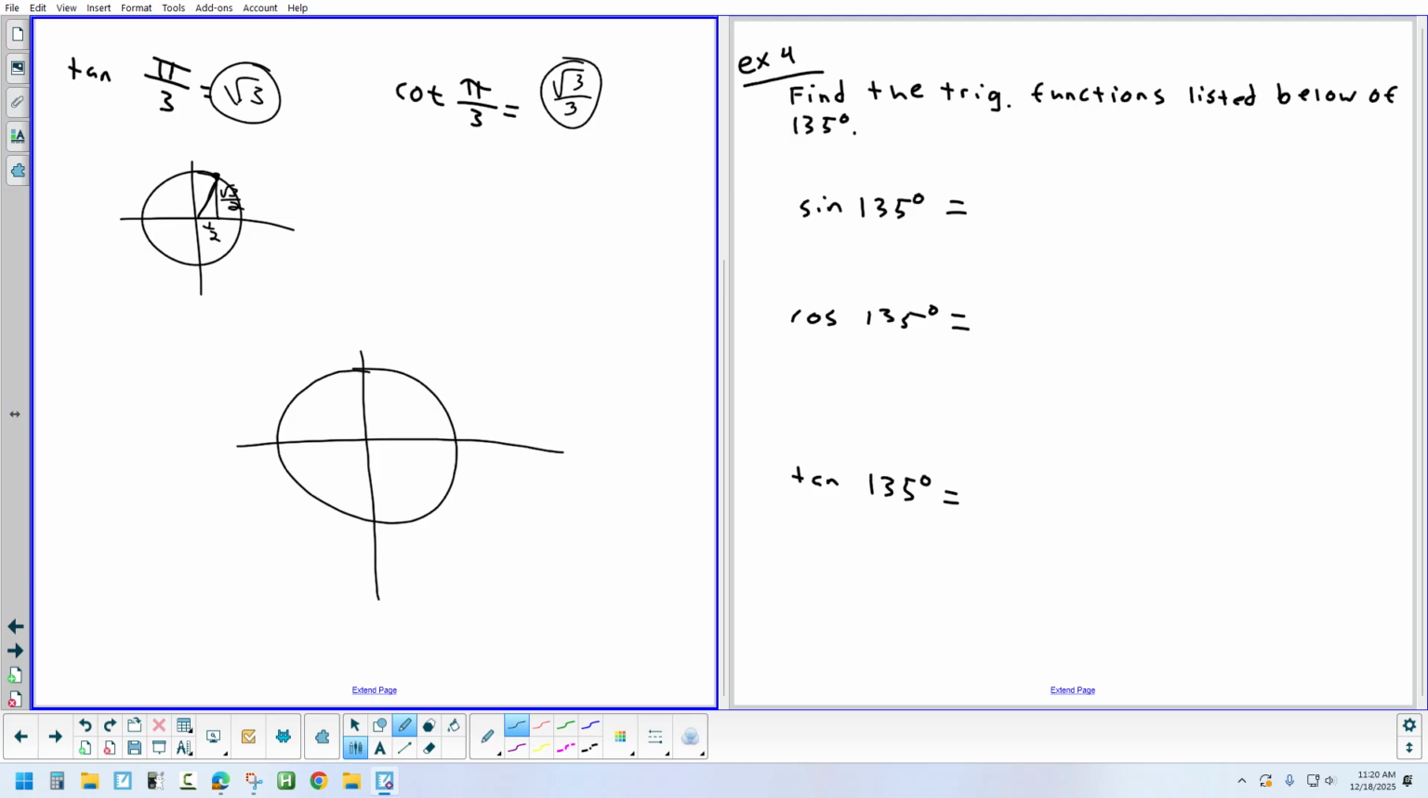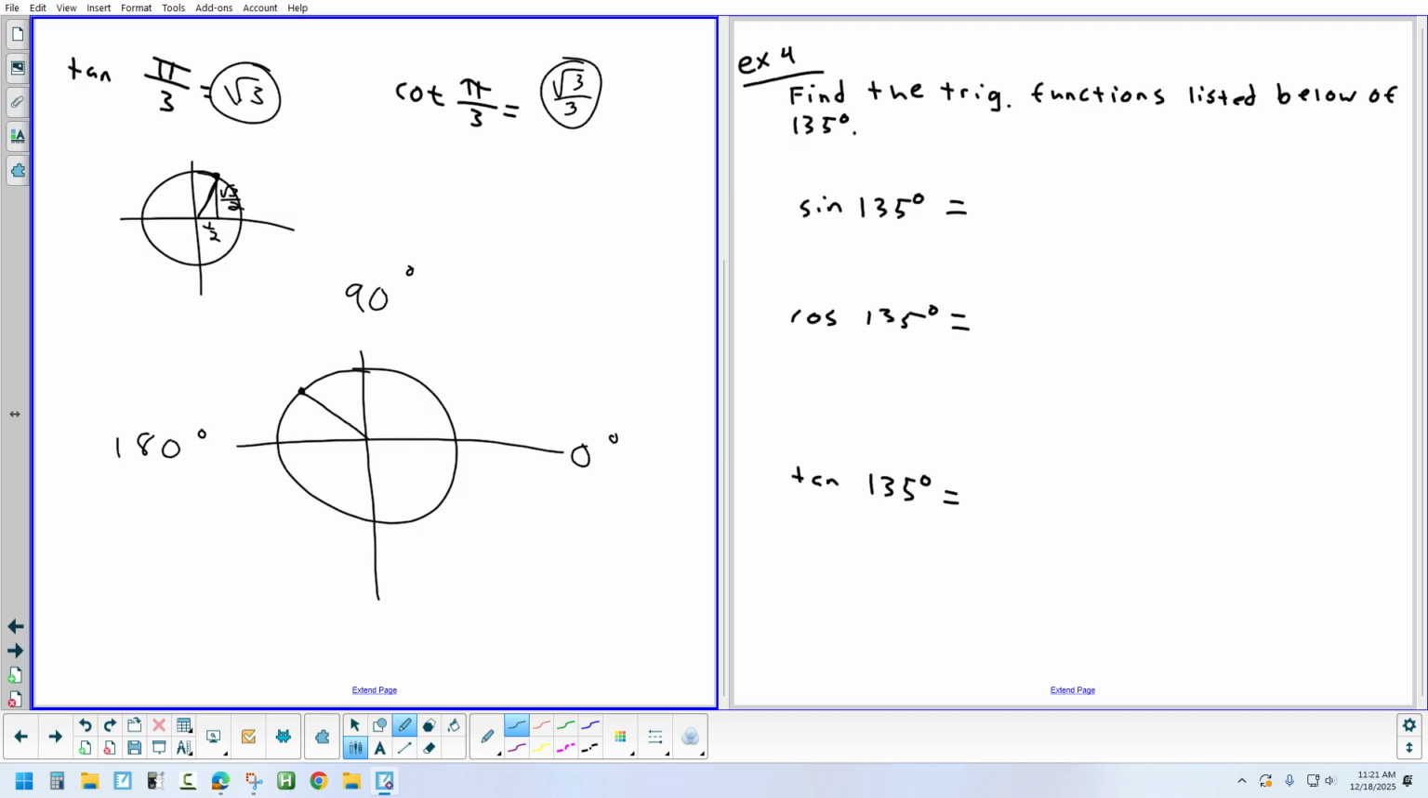Okay, 135. Is that a multiple of 30 or is it a multiple of 45? That's a multiple of 45, yes. So think about where it would be. Here's 0. Here's 90. Here's 180. Where would 135 be? Halfway between 180 and 90. Yeah, it's halfway between 90 and 180.